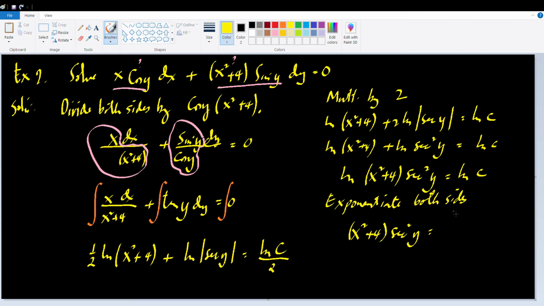e to the ln of c will be equal to c. Okay? Another way of writing our answer is x squared plus 4 equal to c cosine squared y. How is that? Secant squared y is 1 over cosine squared y. And then we multiply both sides by cosine squared y, and this is what we will get. Alright?